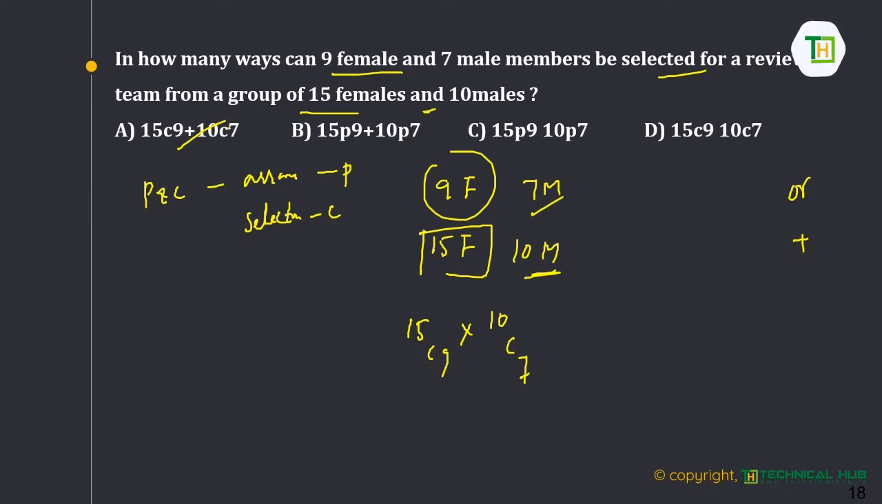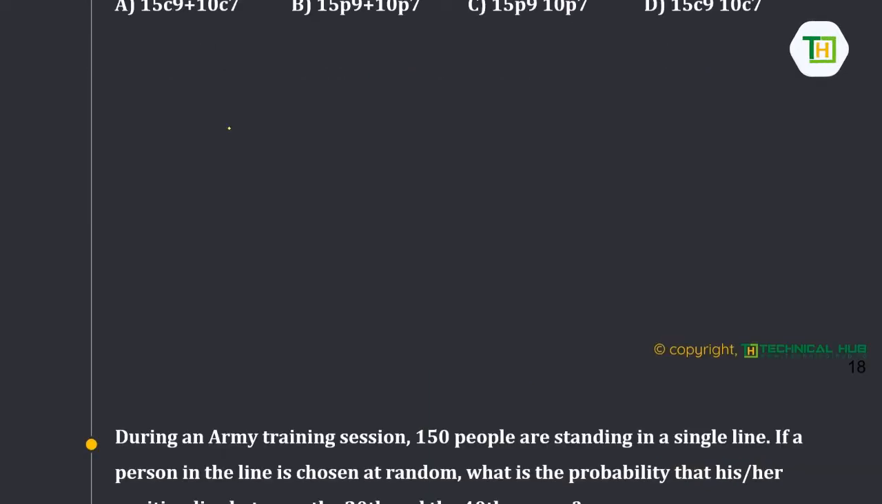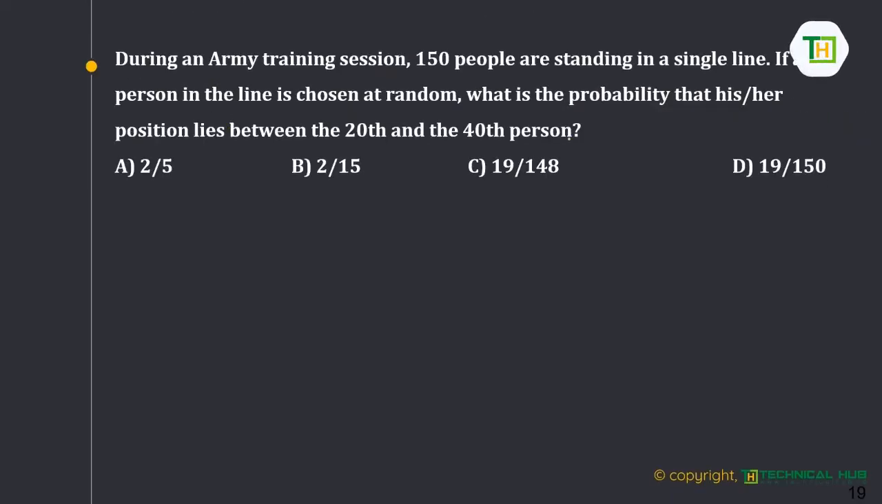So, the last question. Yes, what is given here? This question is related to probability. During an army training session, 150 people are standing in a single line. If a person in the line is chosen at random, so you have to select one person, what is the probability that his or her position lies between 22 and 40?